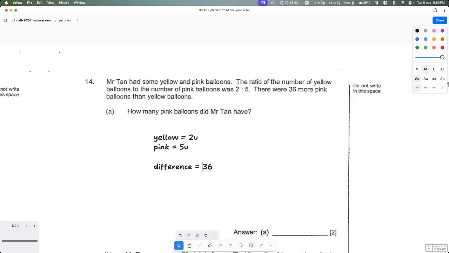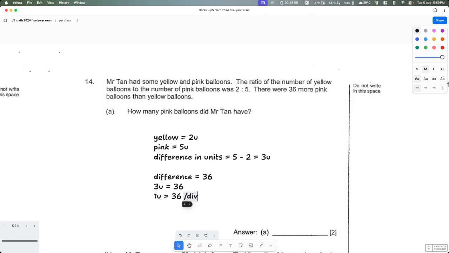And then the difference in units is equal to 5 minus 2. Sorry, 3 units. So that means 3 units is equal to 36, and then 1 unit is equal to 36 divided by 3. This will give us 12. So how many is the pink? So 5 units is equal to 5 times 12, which is 60. So the answer to this is 60. All right. Okay, let's move on to the next question.